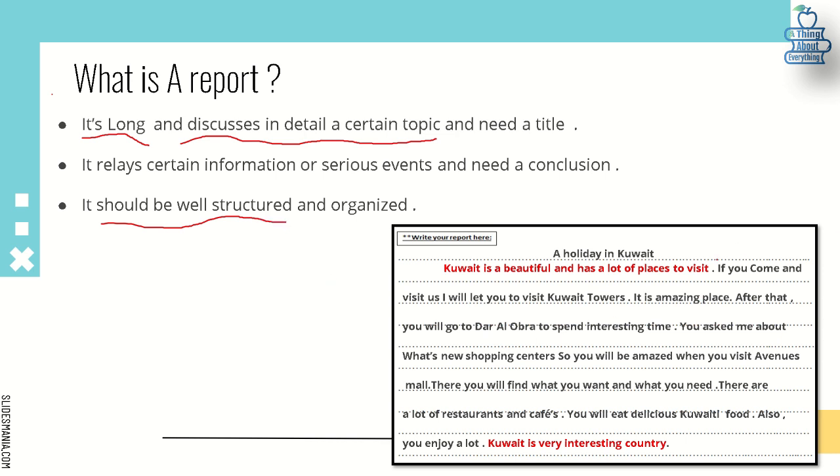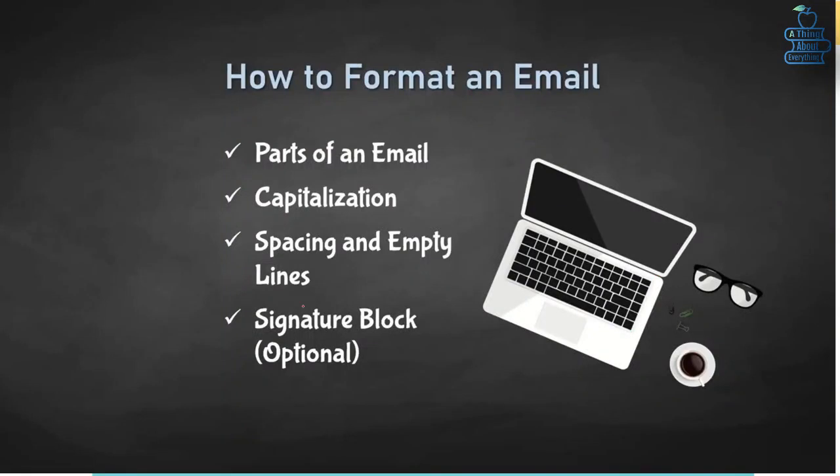You can see here a title, and you can see introduction, and you can see conclusion sentence. So it is well structured. Okay, this is a report. So how to format an email? So we'll discuss parts of an email: capitalization, which word should be written in capital letter, and spacing and empty lines, and signature block, which is optional. After a while we'll see how to write them.